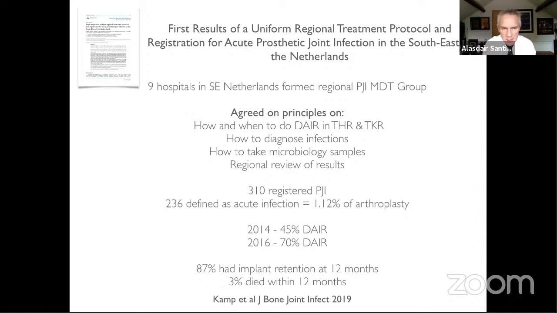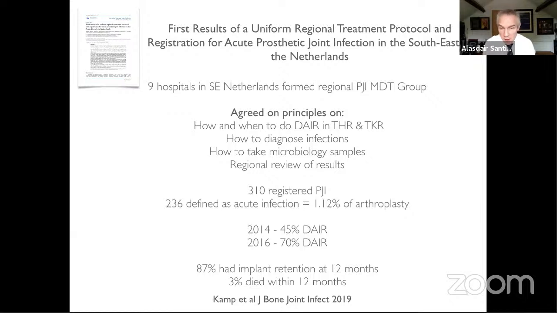And they sat together, 9 hospitals in Southeast Netherlands, and agreed in principles on who did DAREs and when they did them. So the hips and the knees were done by arthroplasty surgeons who knew their way around those joints. There was a general agreement on how they diagnosed infections, how they took samples, who looked at the samples, that the samples were looked at by a microbiologist with a special interest in arthroplasty revisions. They had a regional review of the results, and they registered 310 infections.